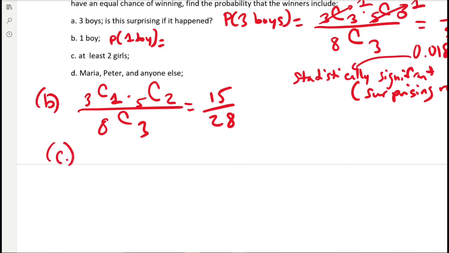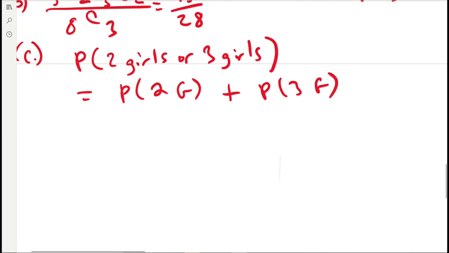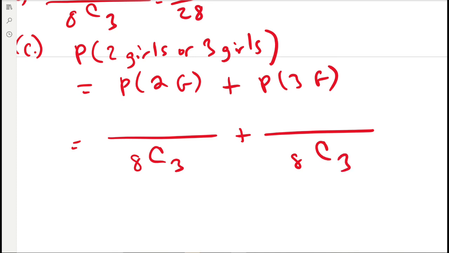All right, so part C, at least two girls. So if it says at least two girls, this means two girls or three girls, right? At least means two or more. So that means we have two different probabilities. We need to do the probability of two girls plus the probability of three girls. So for two girls, we still got the total of 8 choose 3 for both probabilities. For two girls, well, we have five girls and we're choosing two, which means that we're only choosing one boy out of three.